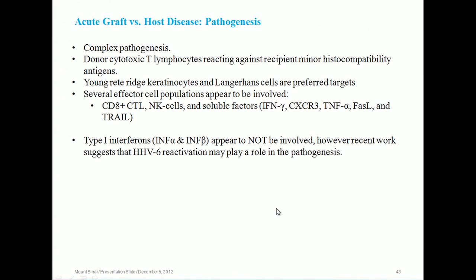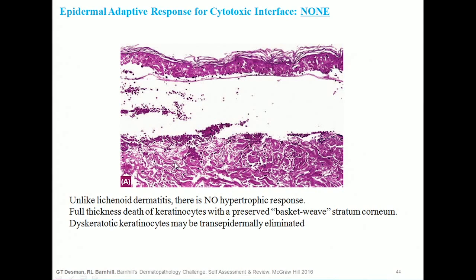The pathogenesis is complex, but what is known is that donor cytotoxic T lymphocytes react against recipient minor histocompatibility antigens. The inflammatory infiltrate typically targets young rete ridge keratinocytes as well as Langerhans cells. Several effector cell populations appear to be involved, including CD8-positive cytotoxic T lymphocytes, natural killer cells, and soluble factors such as interferon gamma, TNF-alpha, Fas ligand, and TRAIL. Type 1 interferons appear not to be involved, despite the fact that recent work has shown that HHV6 reactivation may play an important role in the pathogenesis of acute GVHD.